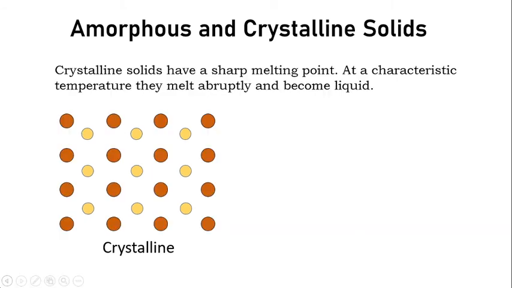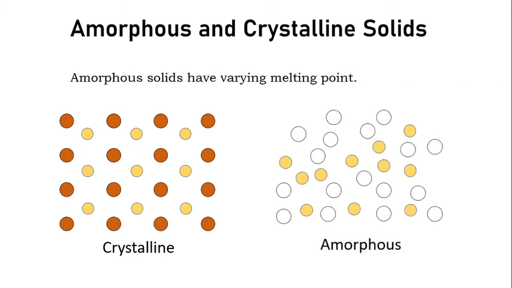Crystalline solids have a very sharp melting point. At a characteristic temperature, they melt abruptly and become liquid. On the other hand, amorphous solids have a varying melting temperature.